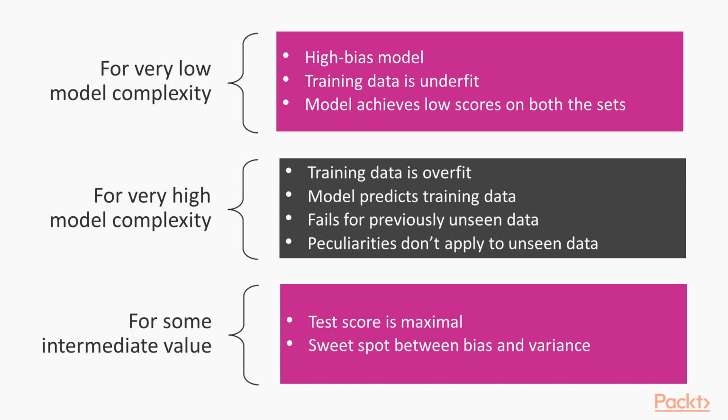Next, for very high model complexity, the training data is overfit, which means that the model predicts the training data very well, but fails for any previously unseen data. In this regime, the model has started to learn intricacies or peculiarities that only would appear in the training data. Since these peculiarities do not apply to unseen data, the test score gets lower and lower. Lastly, for some intermediate value, the test score is maximal. It's this intermediate regime where the test score is maximal that we're trying to find. This is the sweet spot in the trade-off between bias and variance. This means that we can find the best algorithm for the task at hand by mapping out the model complexity landscape. So that's all about evaluating a model.